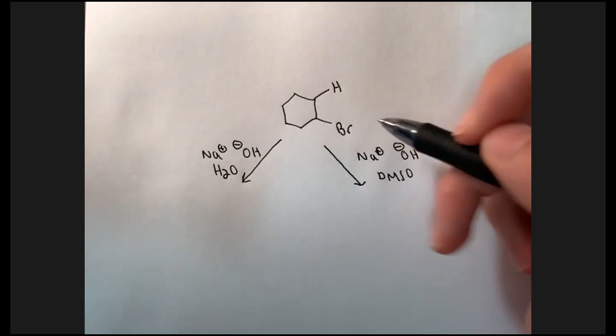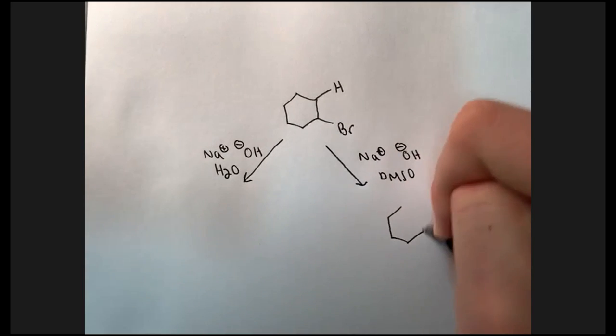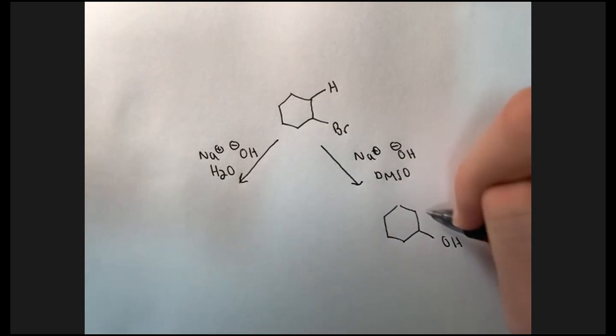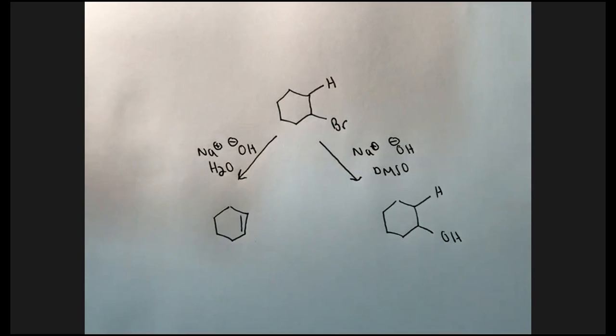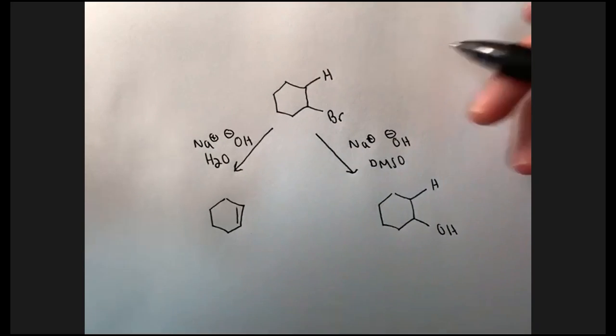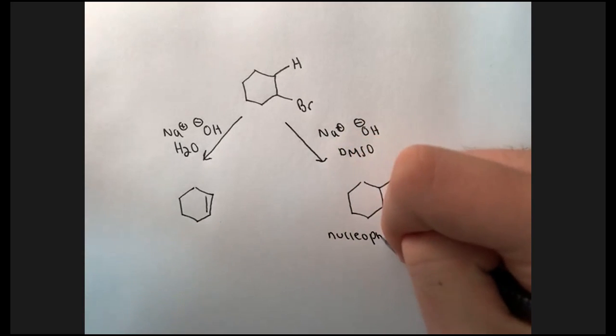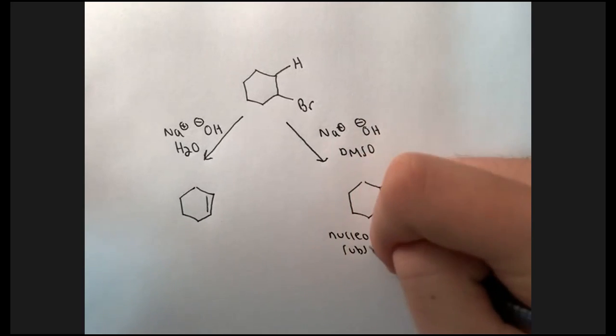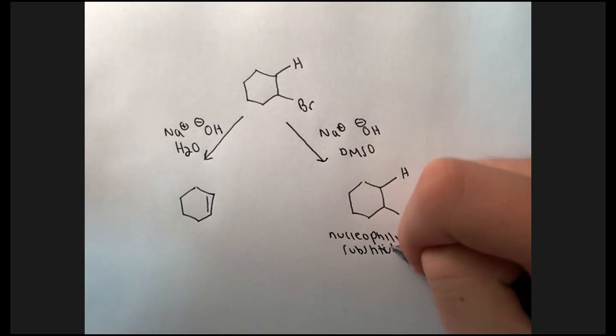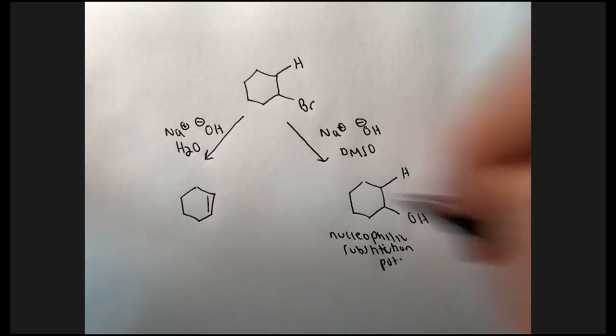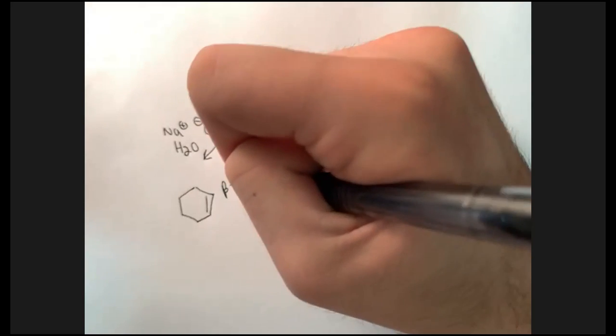With this example, you get this product, and with this example, you get that product. So how come we get these two different products? One's an alkene and one is an alcohol. This was the nucleophilic substitution product, and this is what we call the beta elimination product.